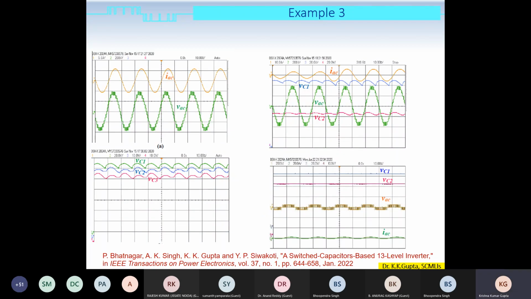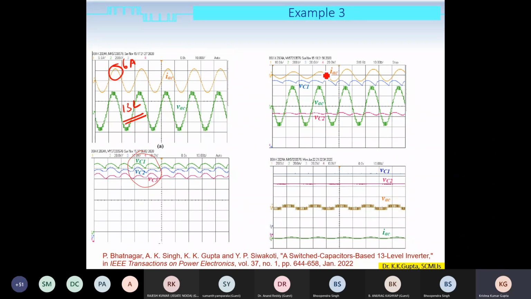If we design this structure this way, I have shown some experimental results here. This current is around 6 ampere peak value, and this voltage, you can see, has 13 levels. The main concern here for us is the voltages of the three capacitors. We are able to control the voltages of the three capacitors to a maximum of 10% ripple, because they were designed that way.